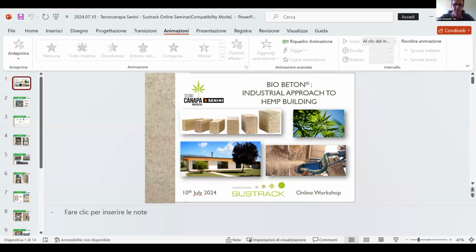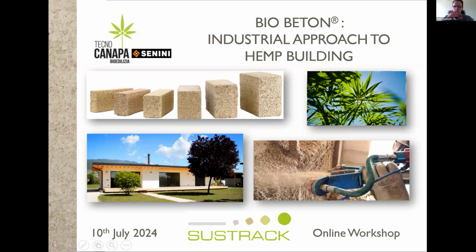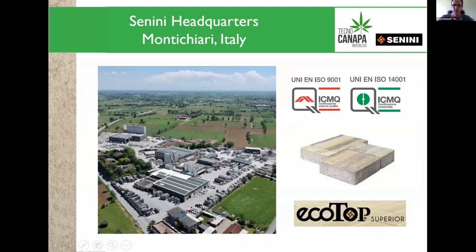Perfect. Can you see my presentation? Yes. Perfect. Hello, everyone. So I am in charge of the Tecnocanapa product range within a much larger industry, which is Senini. Senini is based in the north of Italy, and it is a major player in the cement products, like floors, like blocks, like curbs for the streets. There are 5 plants within the industrial location. One of them is totally dedicated to hempcrete products.